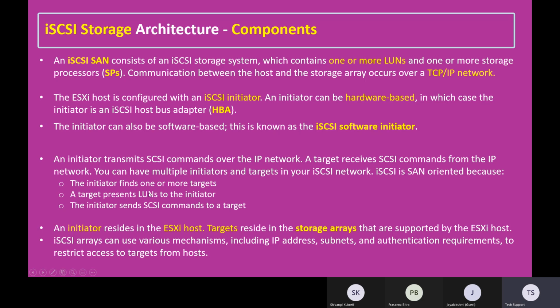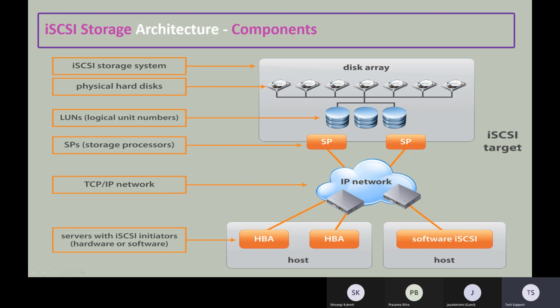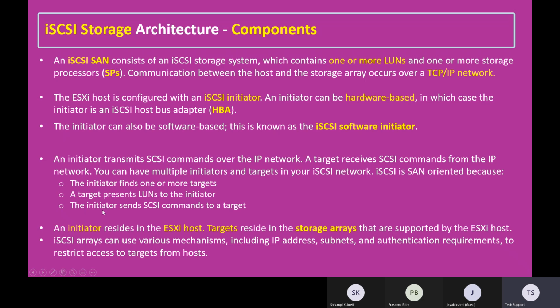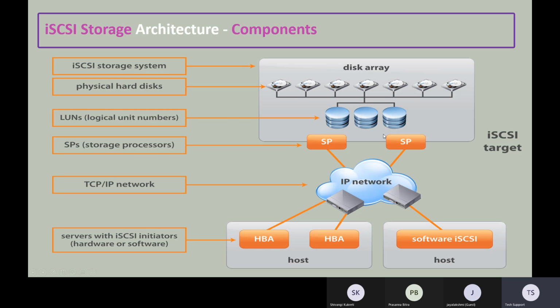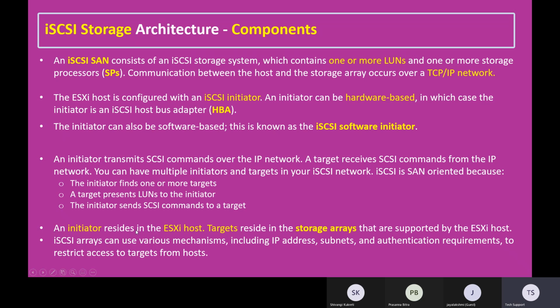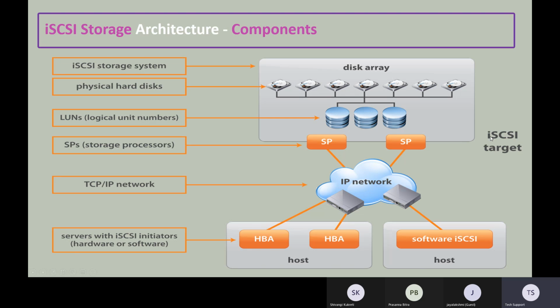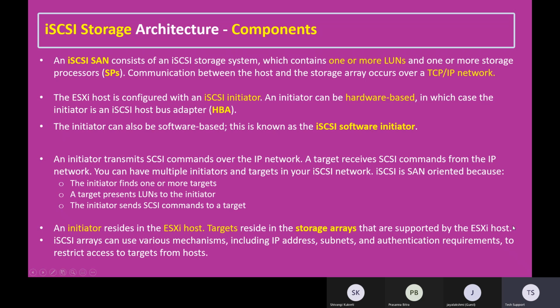And a target presents LUNs to the initiator. Always the iSCSI target's purpose is to present the LUNs to our initiator. And the initiator also sends SCSI commands to the target. An initiator resides in the ESXi host and the target resides in the storage array. This is an important point. At our ESXi host level, we consider it an initiator, and at our storage level, we consider it a target. The same point I highlighted here. Storage level is the target, and at our ESXi host level, we call it the iSCSI initiator, and that is supported by the ESXi host.